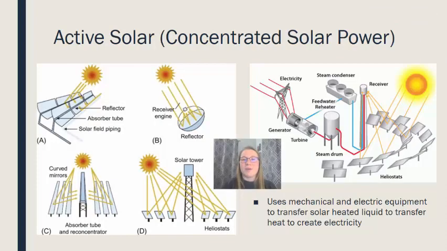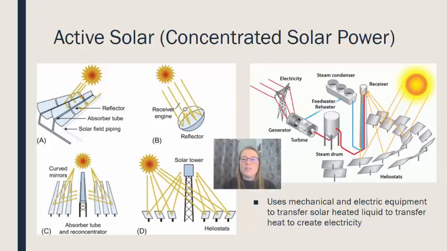The second type of solar energy is active solar, and active solar can be broken down into two categories. We have concentrated solar power, and we have solar heat pumps. Concentrated solar power does just what it sounds like. It concentrates that solar energy to a single point.